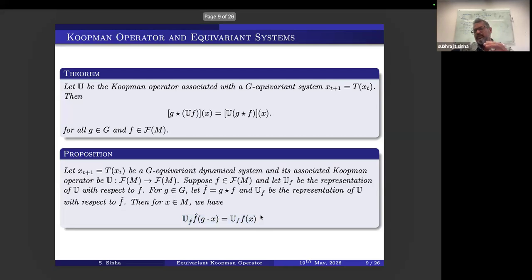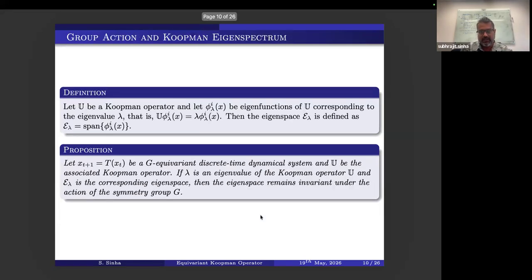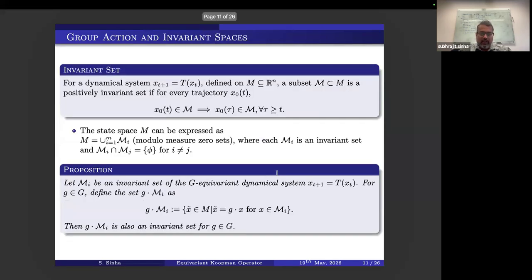So why am I talking about this? Because this will come up later in the finite dimensional approximation case, where we do it from data. Now we look at how the group action interacts with the eigenspace of the Koopman operator. It is in fact easy to show; these results are straightforward and just follow the intuition. One can show that under this group action, these eigenspaces also remain invariant.